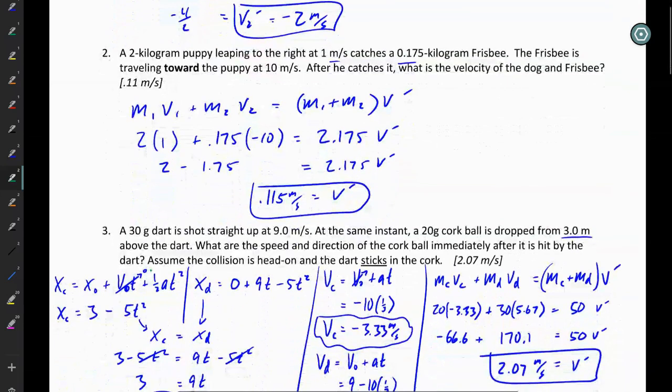Number 2, you've got two objects before the collision, the puppy and the frisbee, and they're heading towards each other, and then afterwards they are combined because the puppy catches the frisbee, and so they are going to be moving at some common velocity. The two objects together have a combined mass moving at some common velocity.